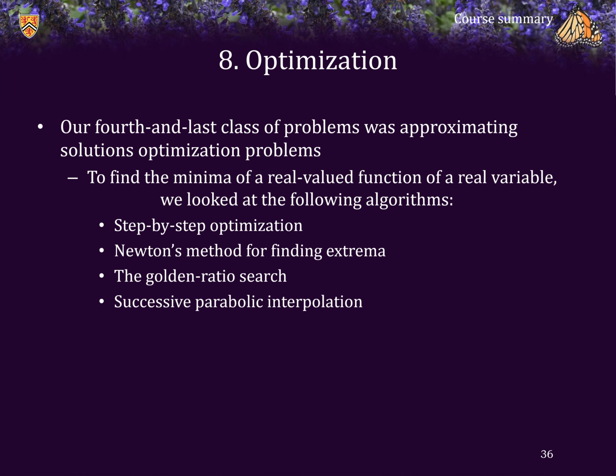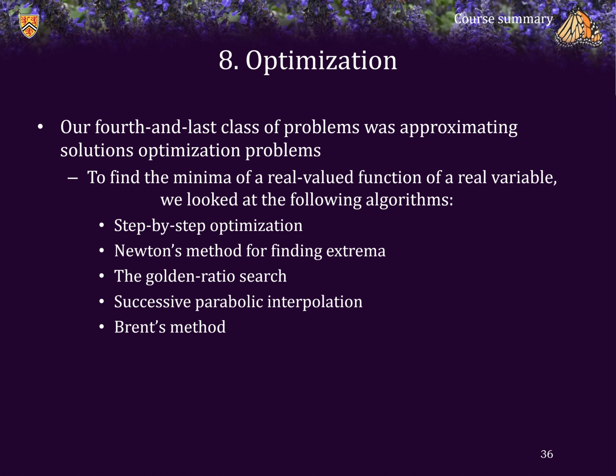We also looked at a concept of successive parabolic interpolation. So, given 3 points, find the interpolating parabola that passes through them, and then the minimum of that interpolating quadratic is our next approximation to the actual minimum of the function.